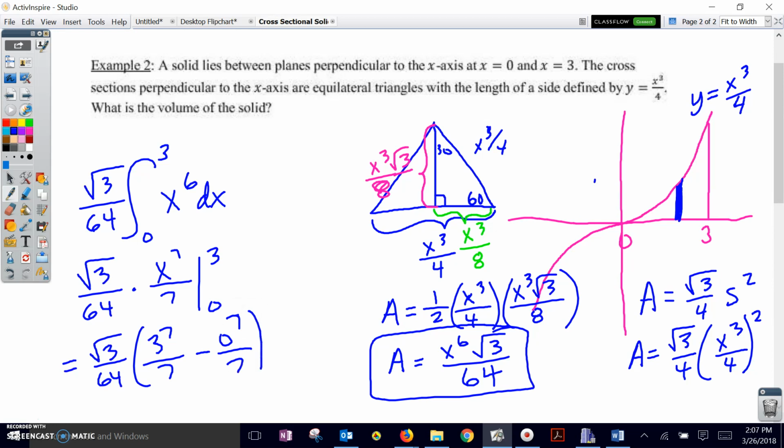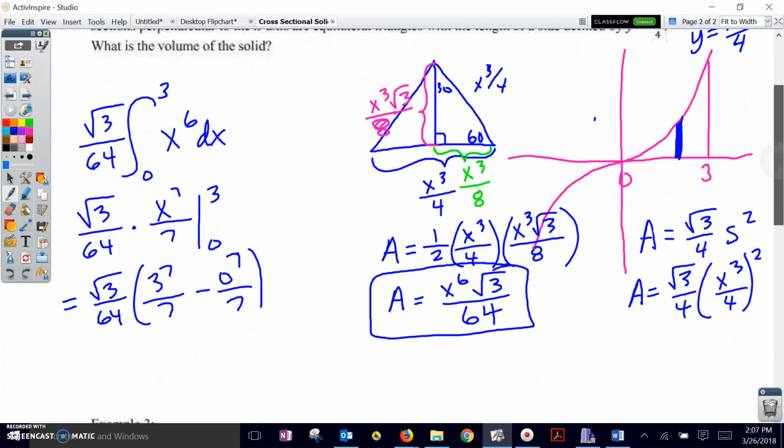0 to the 7th over 7 we can do pretty simply. 3 to the 7th is a little bit more challenging. Let's see, 3 to the 7th, that's 3, 9, 27, 81, 243, 729, 2,187. And so we end up with 2,187 root 3 over 7 times 64, which should be 448. And so we end up with that.